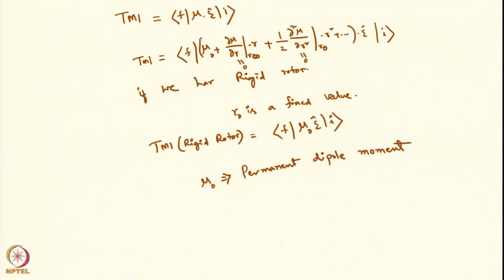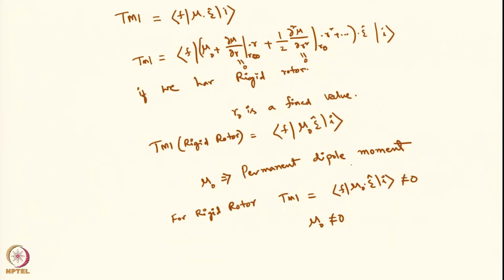Okay. Now your TMI is given by this. So you have to have mu naught. So under the rigid rotor approximation, for a rigid rotor, if TMI has to be non-zero, where TMI is equal to the integral of F mu naught epsilon I, this has to be non-zero, then mu naught has to be non-zero. That is the minimum condition. If mu naught becomes 0, of course this entire integral becomes 0. So mu naught must not be equal to 0.